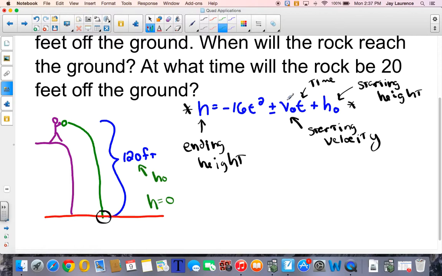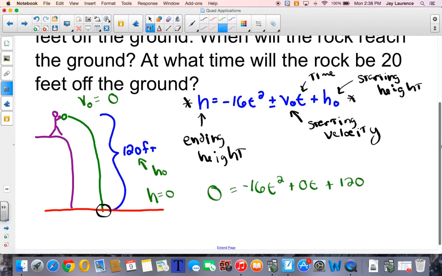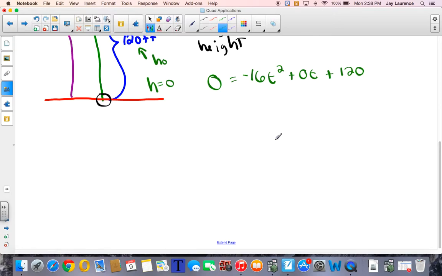Now what's the starting velocity, v sub 0? Well, he's dropping it. He's not throwing it, so the starting velocity is 0. So this starts off as 0 equals negative 16t squared plus 0t plus 120. Now the 0t is really unnecessary because 0 times t is 0, so I essentially have this quadratic equation.